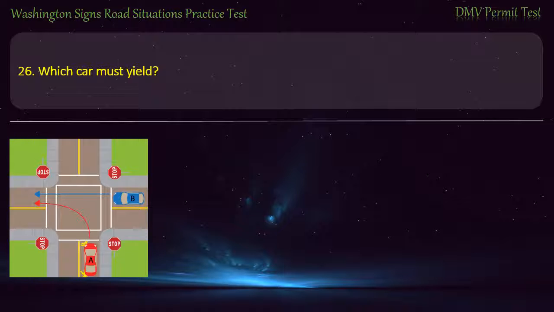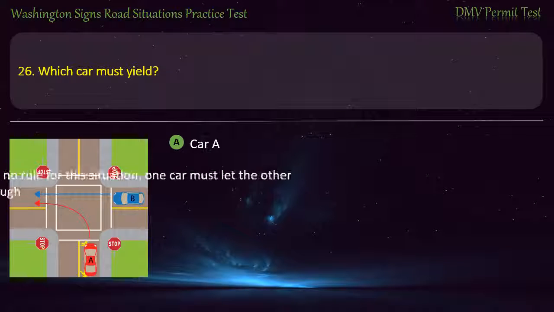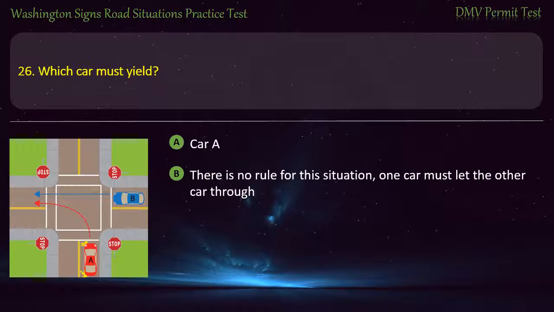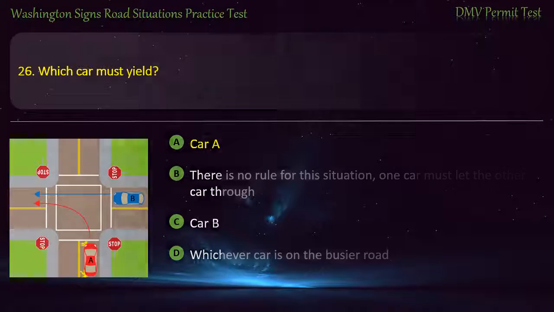Question 26. Which car must yield? Car A. There is no rule for this situation, one car must let the other car through. Car B. Whichever car is on the busier road. Answer. Car A.